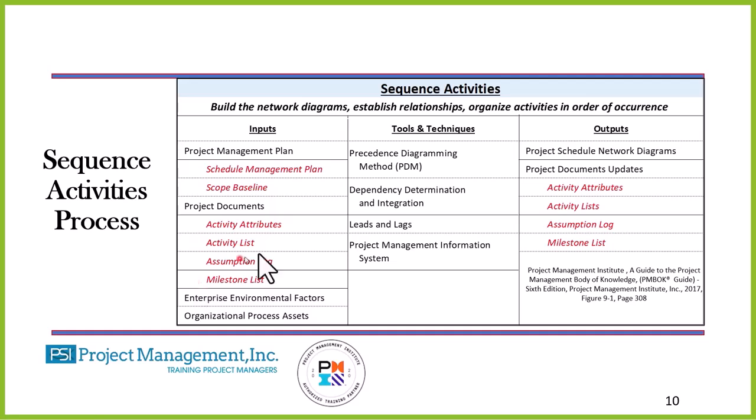The tool is Precedence Diagramming Method, PDM. That's where we create our network diagram. The dependency determination we talked about: mandatory, discretionary, and external. Leads and lags, we'll look at that later, but leads and lags basically says if it's a lead, activity B starts before activity A is finished. If it's a lag, activity A finishes, no work is being done, then activity B starts.